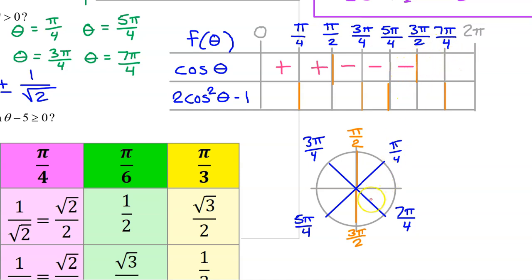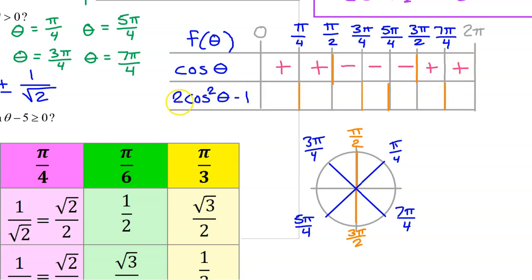Now, how about between 3 pi over 2 and 2 pi? That's between here and here. Actually, I can just use 2 pi. That's not one of the values where cosine theta is equal to 0, so I can plug in 2 pi. Of course, the cosine, the x value, is 1, just like it was at 0. So, positive in both of these intervals.